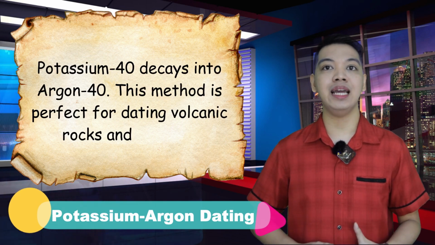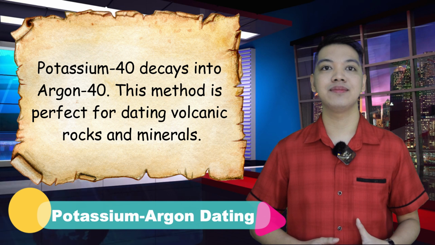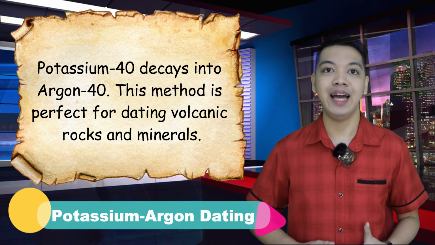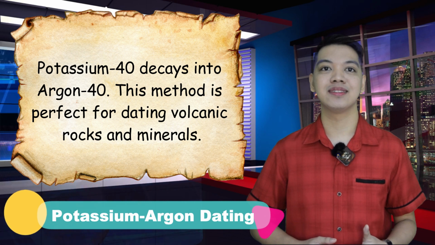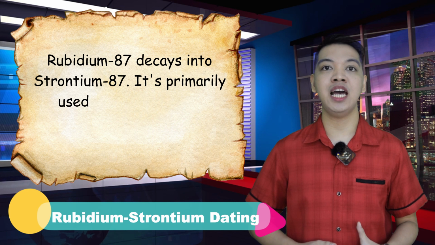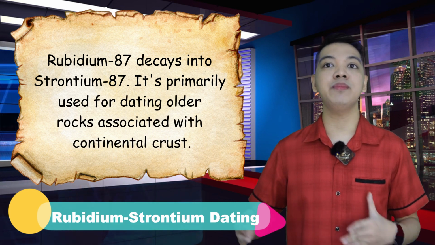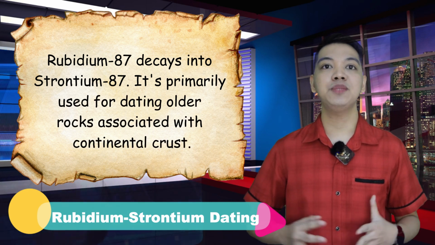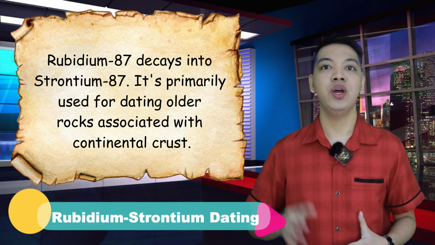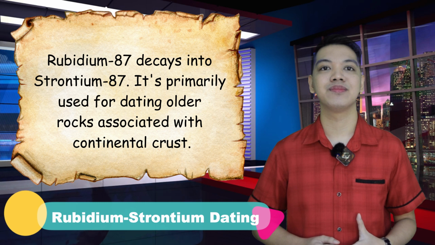Potassium-argon dating. Potassium-40 decays into argon-40. This method is perfect for dating volcanic rocks and minerals. Rubidium-strontium dating. Rubidium-87 decays into strontium-87. It's primarily used for dating older rocks associated with continental crust.